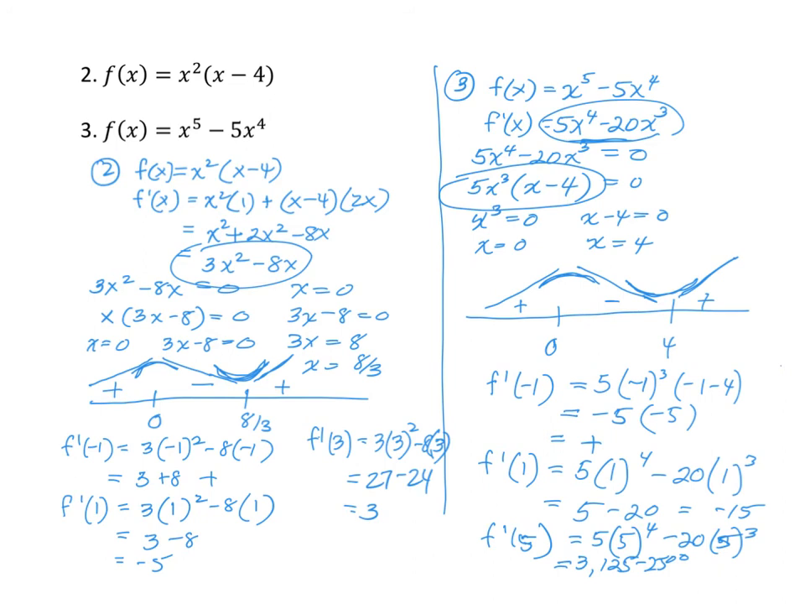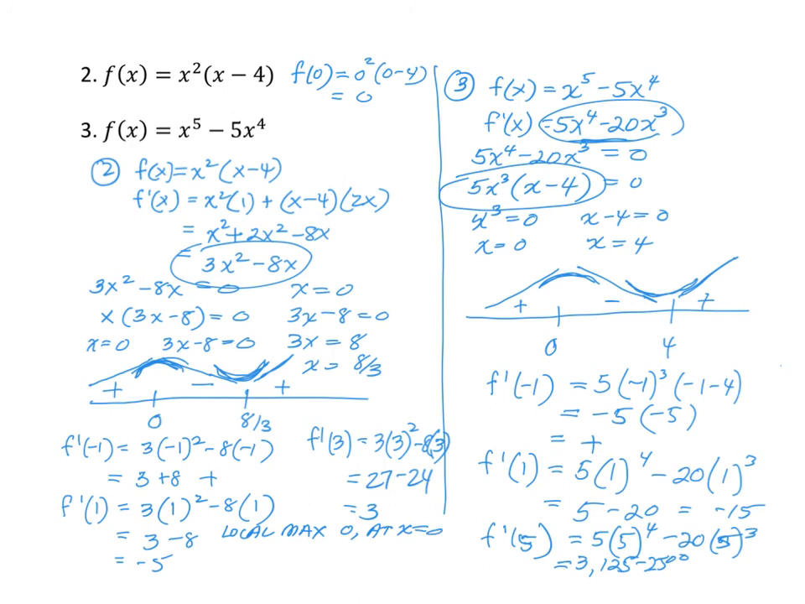All right, so there's one thing that I forgot. Once we identify the max, let's go ahead and find out what the max is. There's a max at x equals 0, and to find out what that is, let's plug 0 in here. So if we take f of 0, we get 0 squared times 0 minus 4, which is just 0. So there's a local max of 0 at x equals 0.